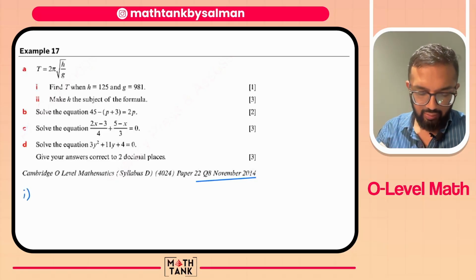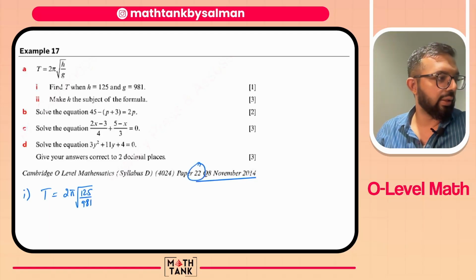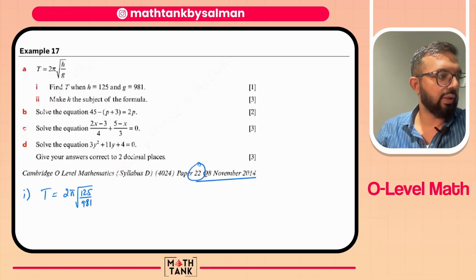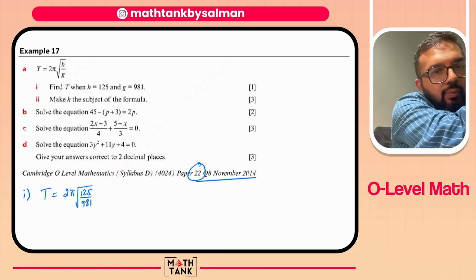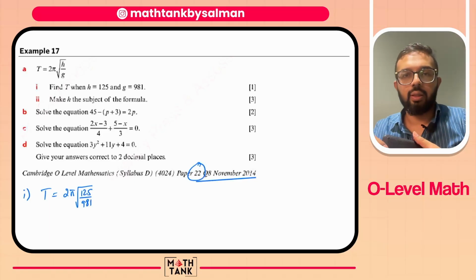Find t when h equals 125. And so I think this is a calculator question. This is paper 2, so I will need to use a calculator. Let me just find my calculator first. Yeah, calculator here.